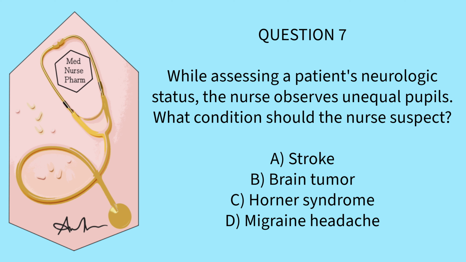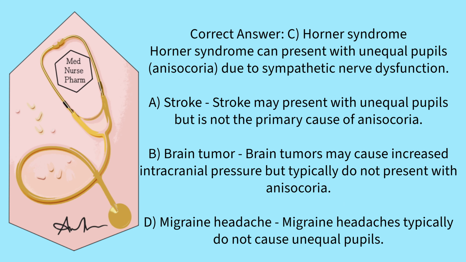Question 7. While assessing a patient's neurologic status, the nurse observes unequal pupils. What condition should the nurse suspect? Stroke, brain tumor, Horner syndrome, migraine headache. Pause the video and select your answer. If you chose option C, you are correct. Horner syndrome. Horner syndrome can present with unequal pupils due to sympathetic nerve dysfunction.